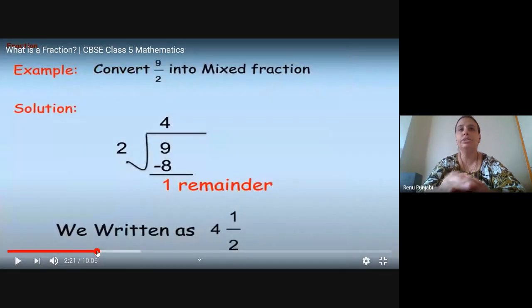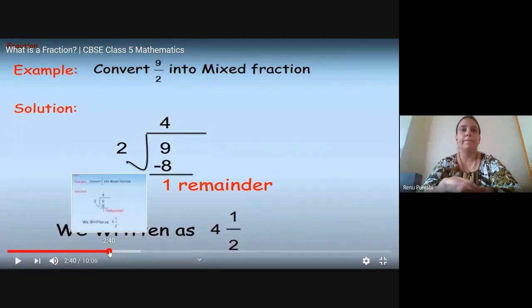Now conversion also we have learned, how to convert the fractions, how to convert 9 upon 2 into a mixed fraction. We have learned it by the division method. So after dividing, 4 is the whole number and 1 upon 2 is the fraction. This way we have learned conversion also.